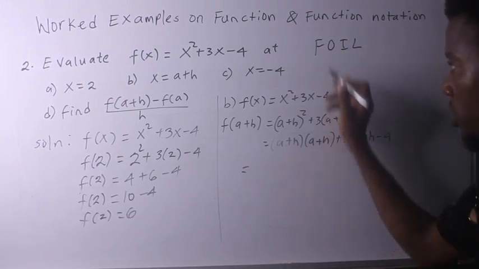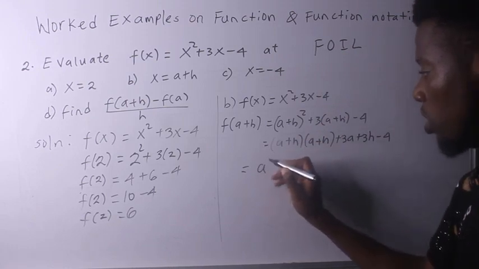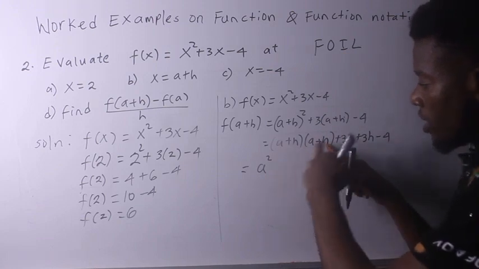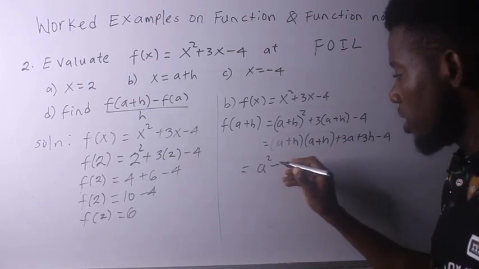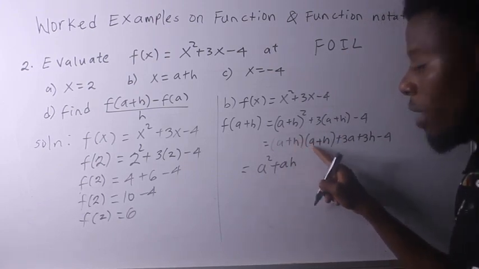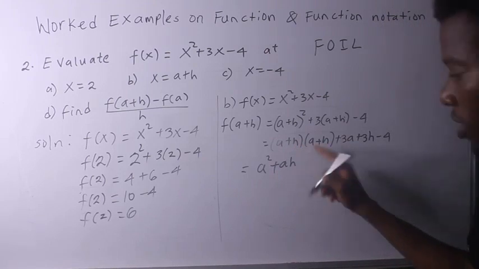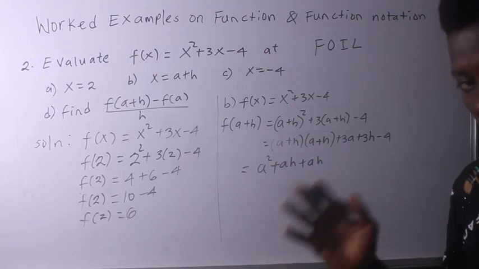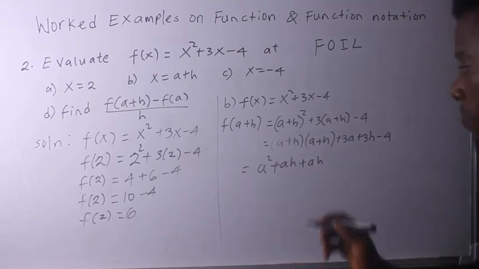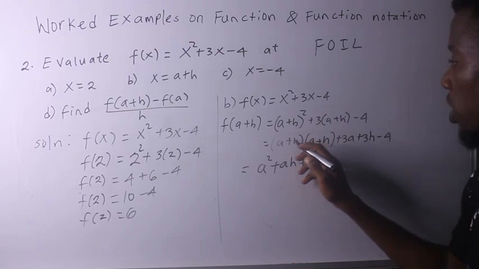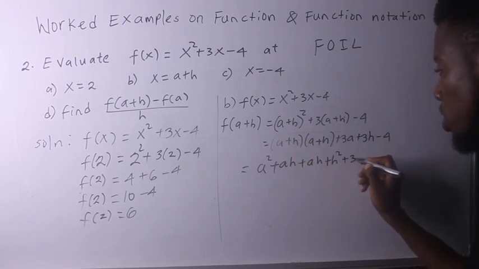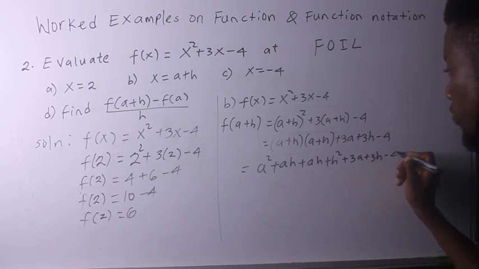So a times a is the first term, a times a, that's a squared. a times h, that's the outer term. This is outside, this is outside. A times h is ah, h times a is ah, because we say multiplication is commutative. The order in which you multiply two numbers doesn't matter. And the last term is h times h is h squared plus 3a plus 3h minus 4.